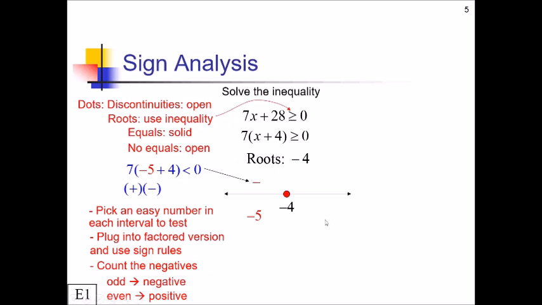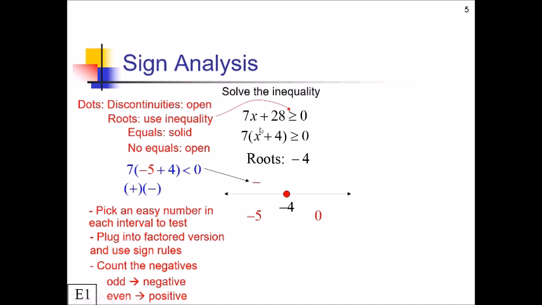All right, pause the video and see if you can figure out the signage over here on the right side of -4. All right, so which number did you pick to plug in there? Again, lots of options. You could do -3. That wouldn't have been a bad one to pick. However, I went with an even easier number. I like to use 0 whenever I possibly can. 0 is very easy to plug in.